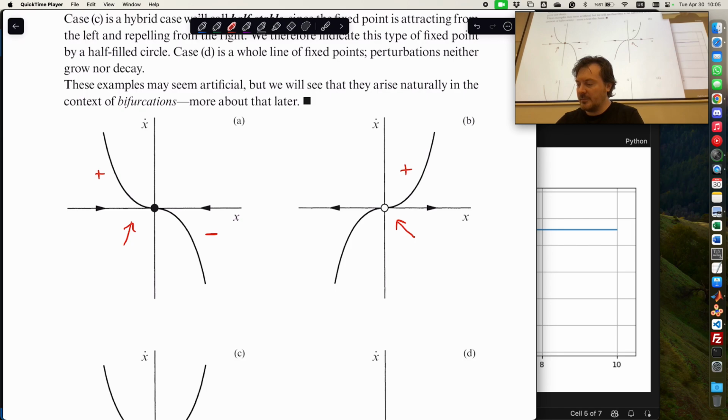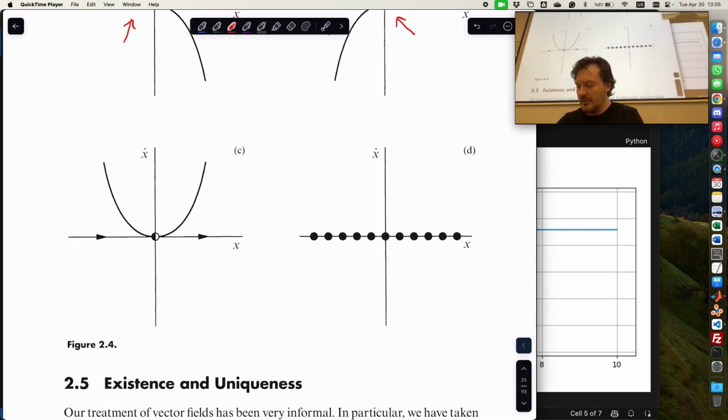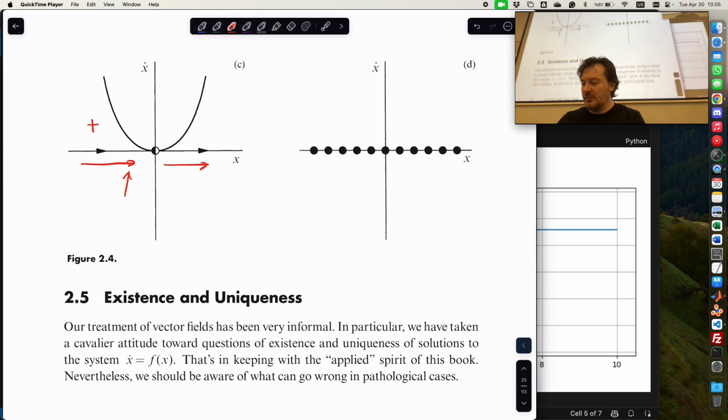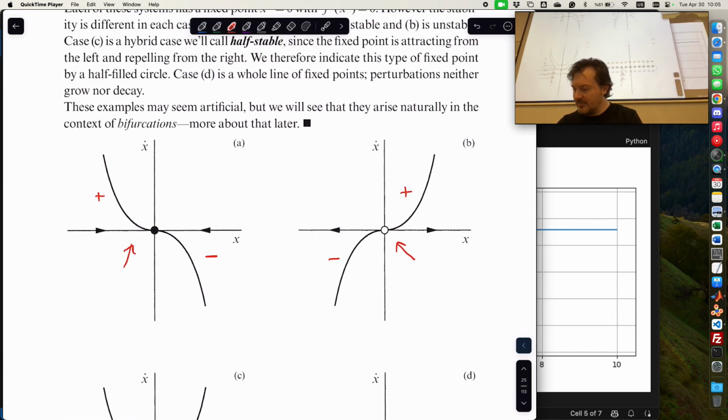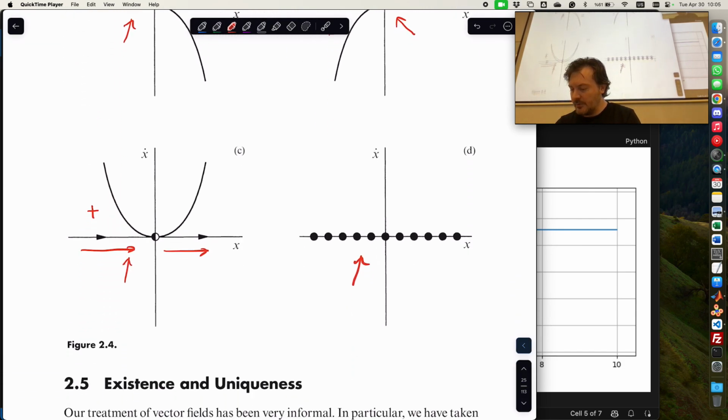The right-hand side is plus, the left-hand side is minus. The thing that I mentioned, half stable. This is half stable because this is plus here, so it attracts from left, but it repels from right. Okay? This one is, what should we call it? Super stable or something? I don't know. There's a name for it probably somewhere here.